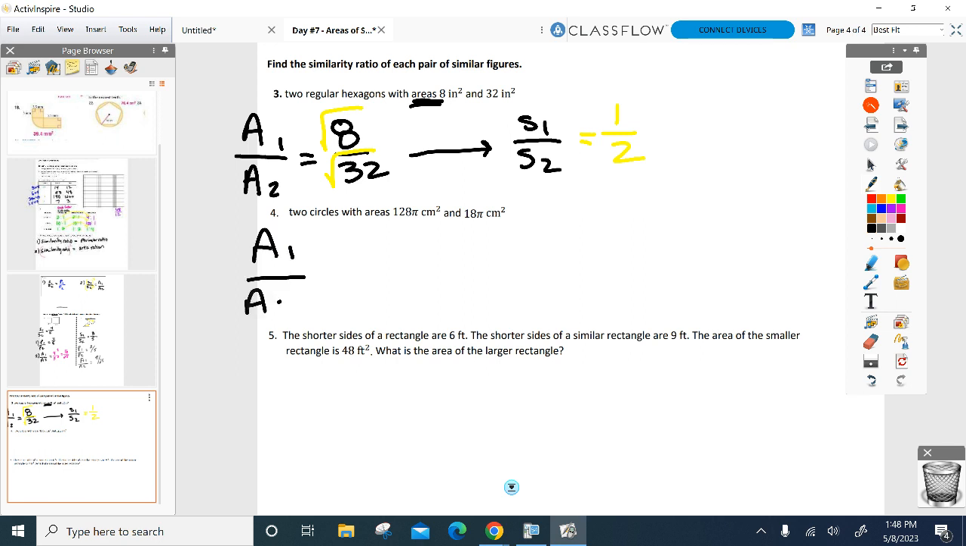So A1 over A2 is 128 pi over 18 pi. You can notice the pi's are going to cancel, or just plug them into your calculator. That's what we just did with problem 3. And yes, I am going to square root this.